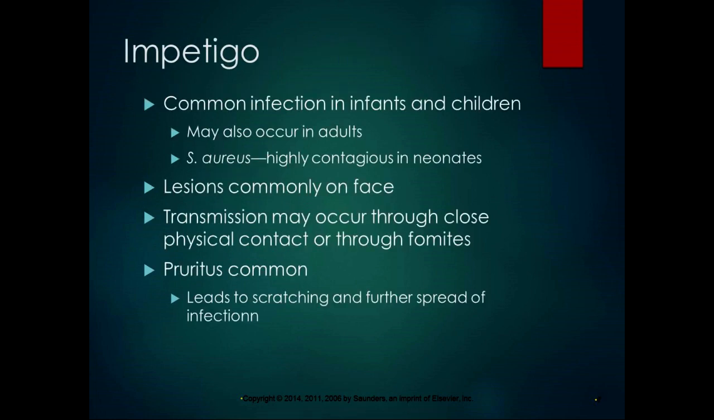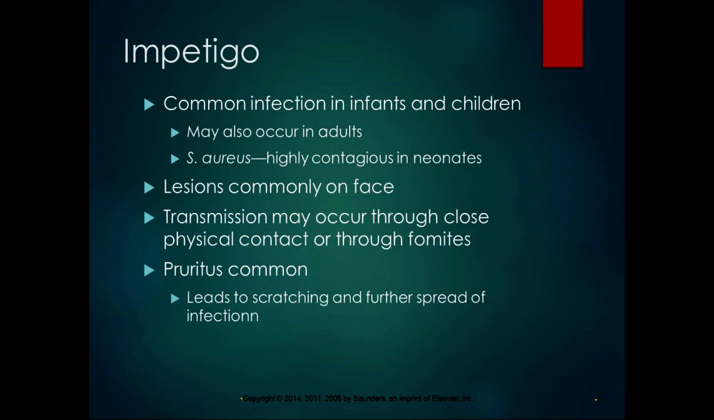Impetigo is a common infection in infants and children, but it may also occur in adults. It's our friendly neighborhood Staphylococcus aureus, which is highly contagious in newborn children. Lesions are commonly on the face, and transmission may occur through close physical contact or through fomites. So the little kids are at preschool, one of them has it and wipes their face on anything, because kids wipe their faces or wipe things on their faces, and then another kid picks it up and you've got it. Pruritus is common, leading to scratching and further spread of the infection.